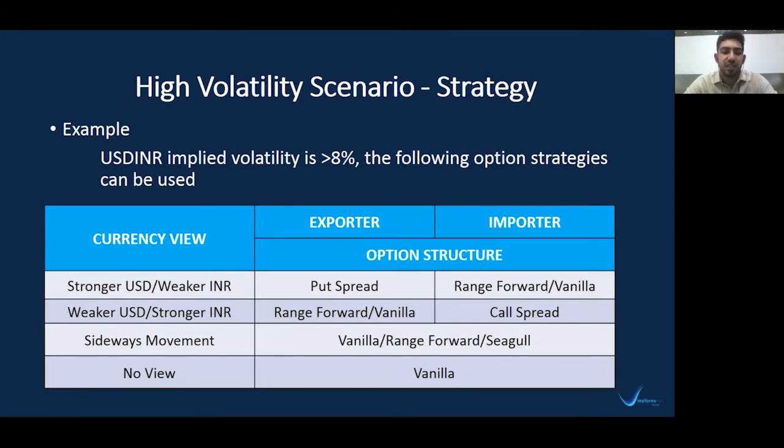The next view which I see is of a weaker dollar in the future, which means I currently have a stronger dollar. Now, since I have a stronger dollar and I'm an exporter, I would certainly want to capitalize and fix my range on this. I can do that by entering a range forward contract.